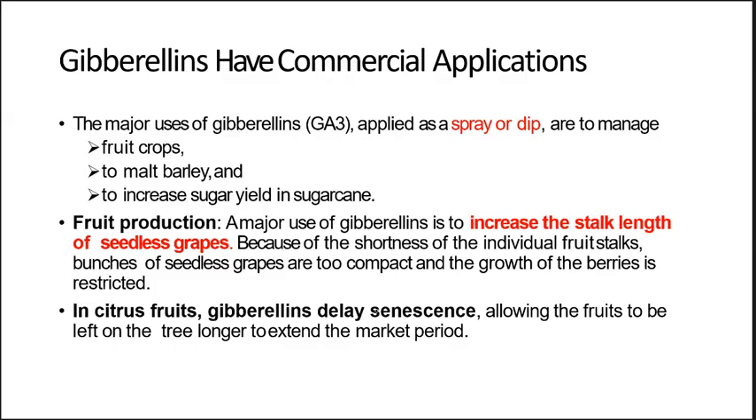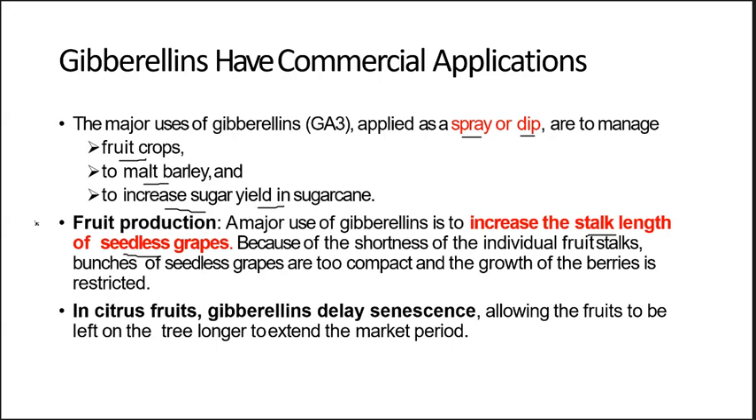Now these gibberellins have commercial applications as well. When something is sprayed or dipped into gibberellin, then what happens? They help in fruit production, they help to malt barley, they help to increase sugar yield in sugarcane. So what happens in fruit production? They help in increasing the stalk length of seedless grapes.